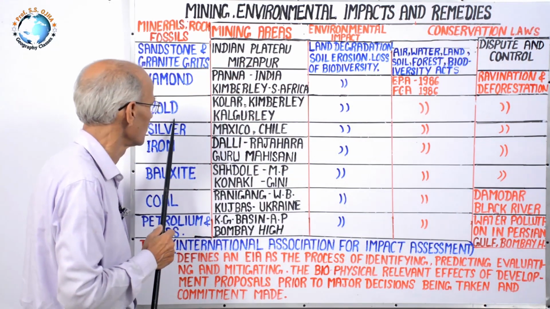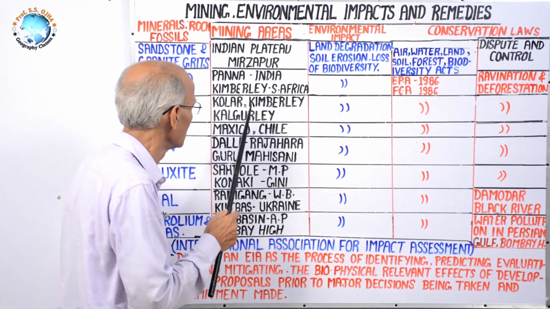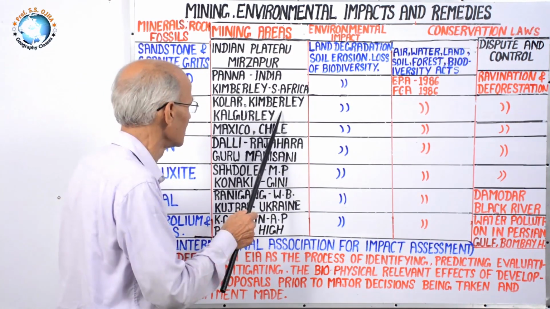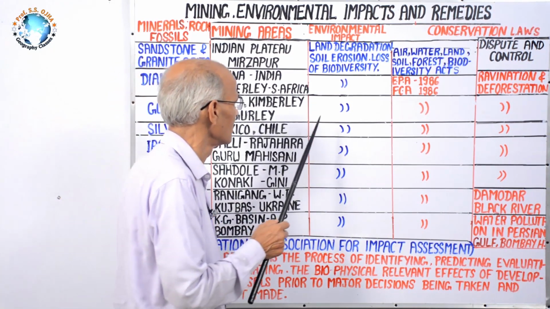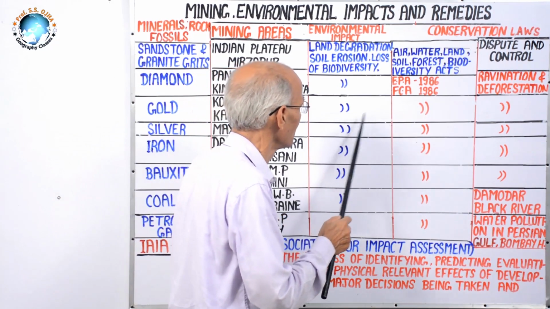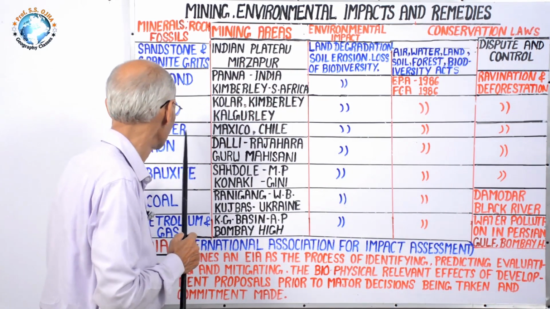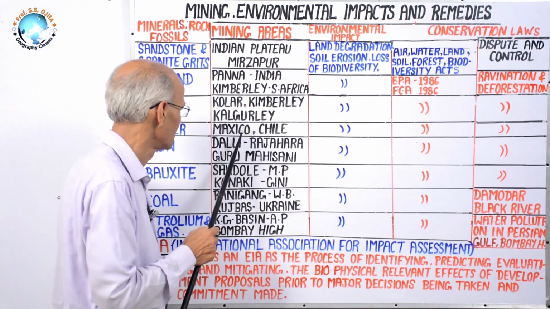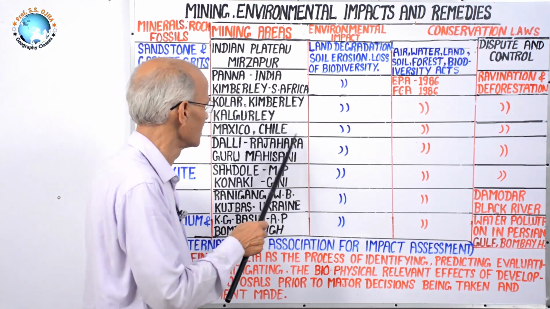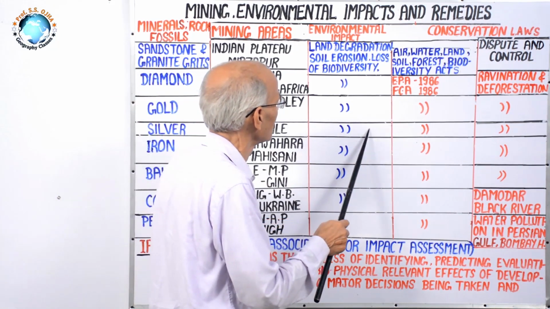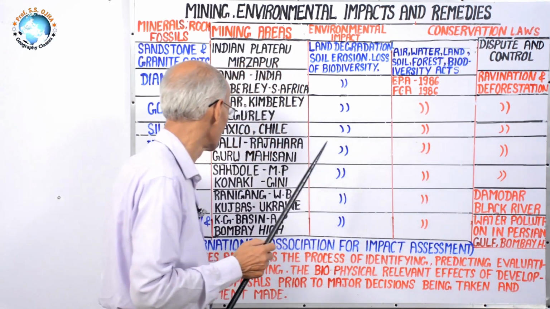Now you come to gold. Gold is mined from Kolar in Karnataka, Kimberley in South Africa, and Kalgoorlie in West Australia. The environmental impact is the same, the rules are the same, and the dispute is the same. Next is silver, which is mined especially in Mexico and Chile, and due to mining, the same environmental impact, same acts, and same disputes are there.